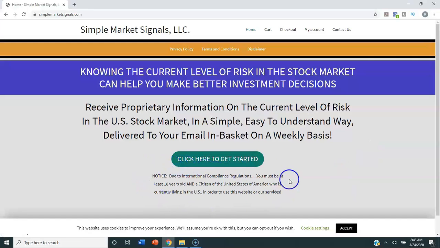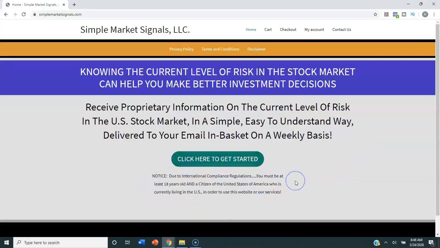Please notice that due to international compliance regulations, you must be at least 18 years old and a citizen of the United States of America who is currently living in the U.S. in order to use this website or our services. And that is just due to international compliance regulations.